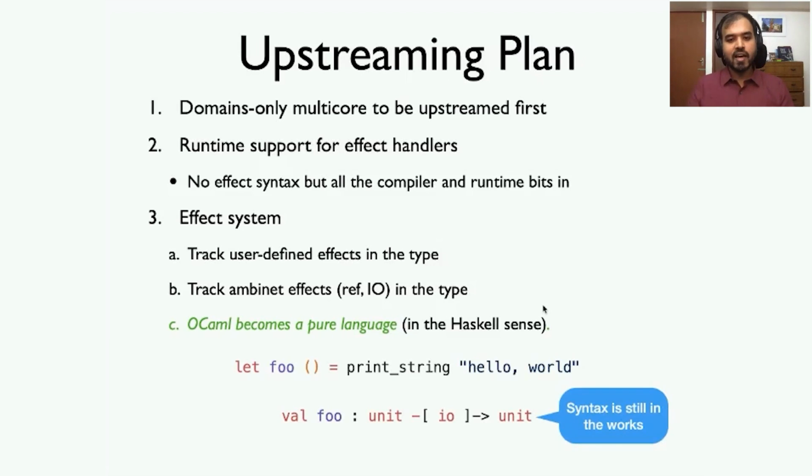What do I mean by this? So if you write a function which takes a unit value, prints a string, hello world, today you will get a unit arrow unit, right? Which just says that the function takes unit, returns a unit. It doesn't say anything about the effect. But what we plan to do is to track the fact that this function performs IO in the type. The syntax is still in the works, but the idea is that the function says I take a unit, I return a unit, but I also perform the IO effect, right? So that's where we are heading.